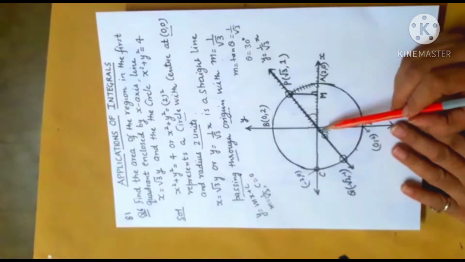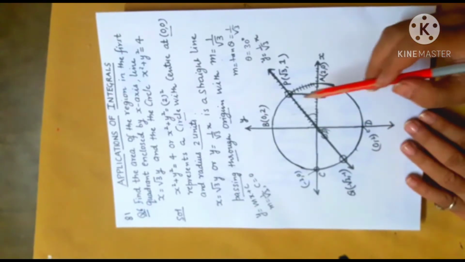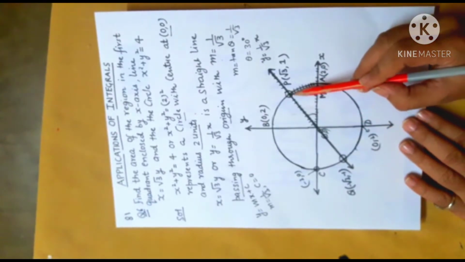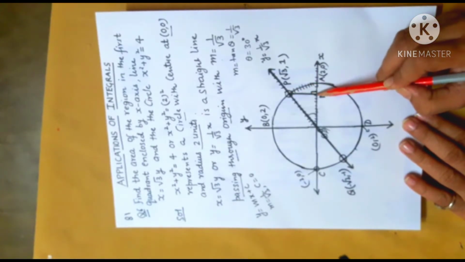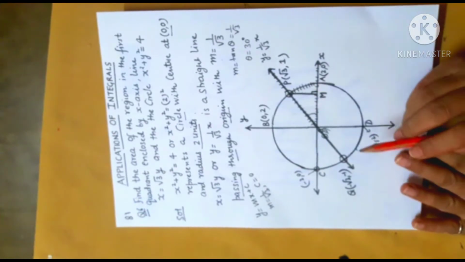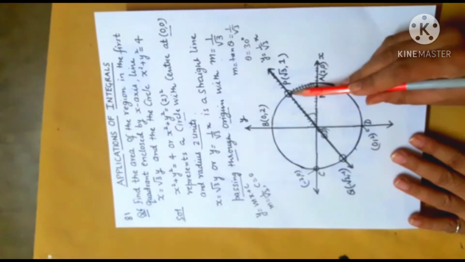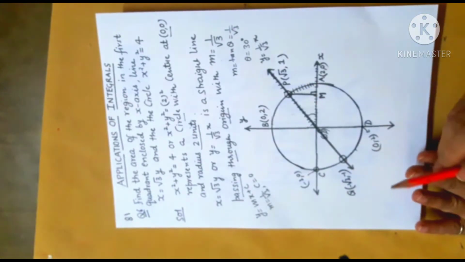Now we are to find the area of the region OAP. Through this point of intersection, I'll drop a perpendicular PM. So the region will be divided into 2 parts, OMP and AMP. Right?